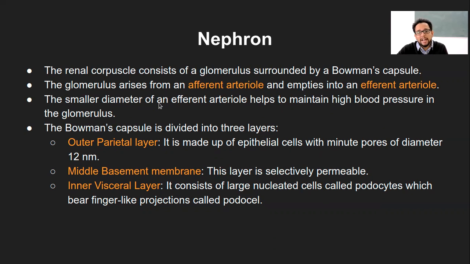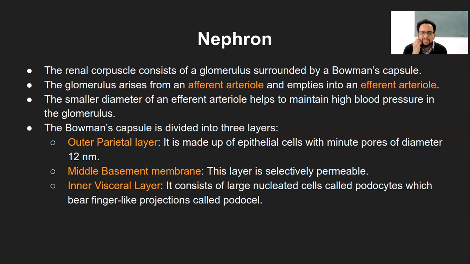The smaller diameter of the exiting or the efferent arteriole helps to maintain the high blood pressure in the glomerulus. Now, why does the blood pressure have to be maintained high? So that the blood can squeeze out. It's a simple mechanism. Like, when you water your garden and sometimes you press the tip of the pipe, the water goes far away. That means the pressure has been built up, right? So that is the simple mechanism that happens in terms of afferent to efferent arterioles.